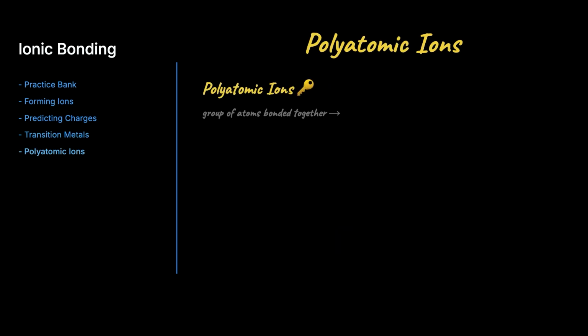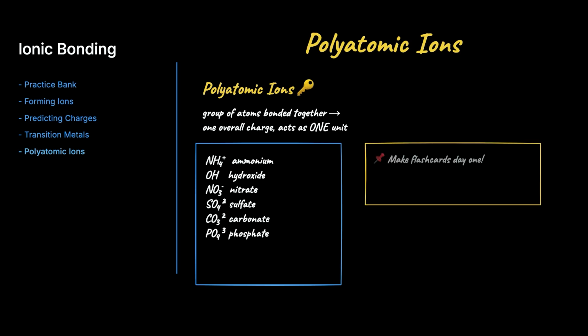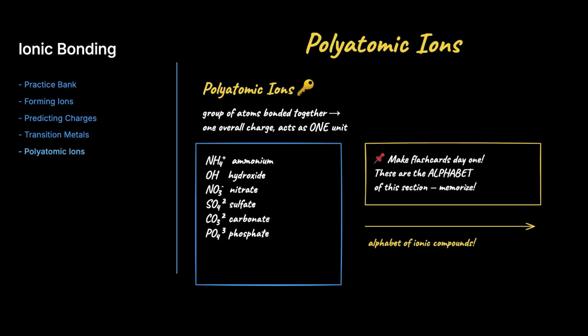Next come polyatomic ions, which are small groups of atoms bonded together that carry one overall charge and act as a single unit. You must memorize these because they appear everywhere. Some essential ones are ammonium, hydroxide, nitrate, sulfate, carbonate, and phosphate. Make flashcards on day 1 because they are the alphabet of this section.